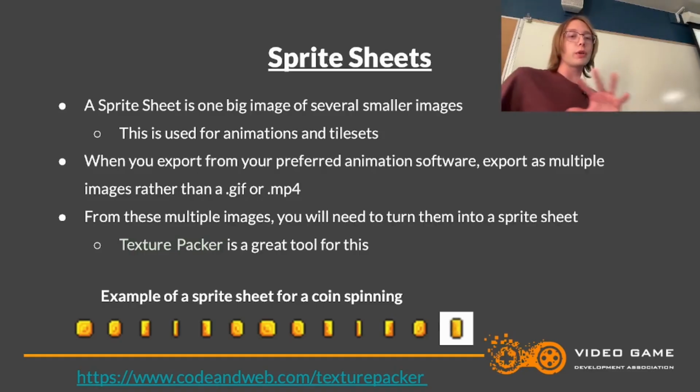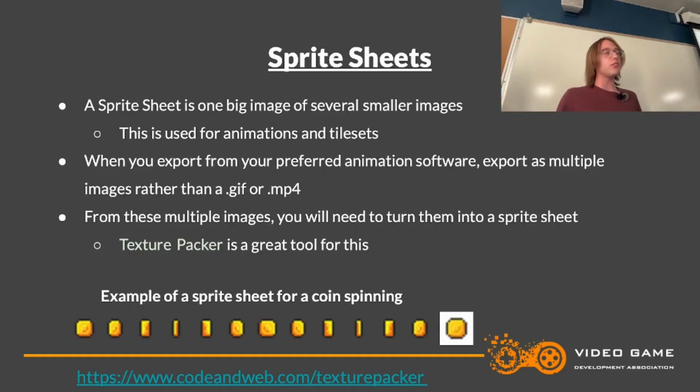Then what we're going to do is put all these images into a sprite sheet. A sprite sheet is basically just a bunch of images inside of one big image. There are some tools for this. Texture Packer is a great one. I love it. At the bottom is an example of a sprite sheet for a coin spinning.